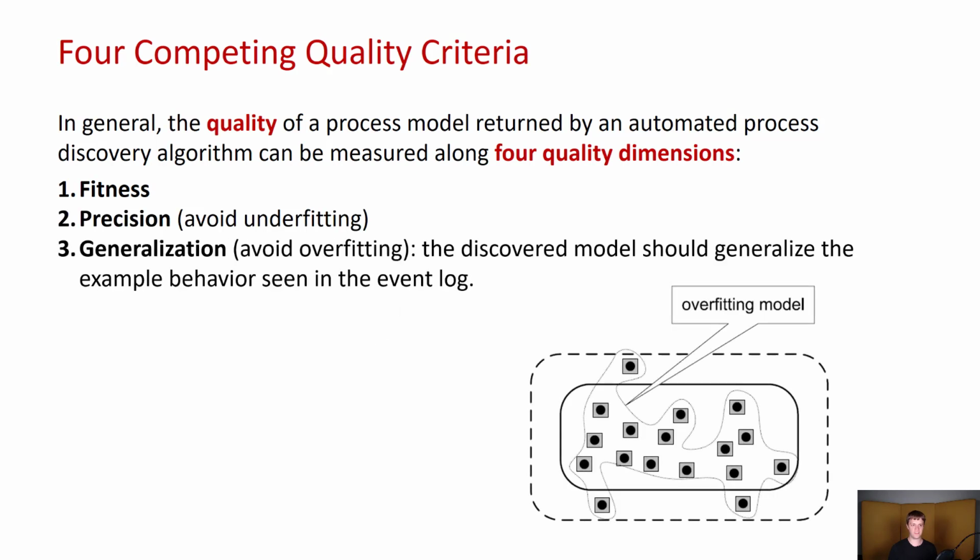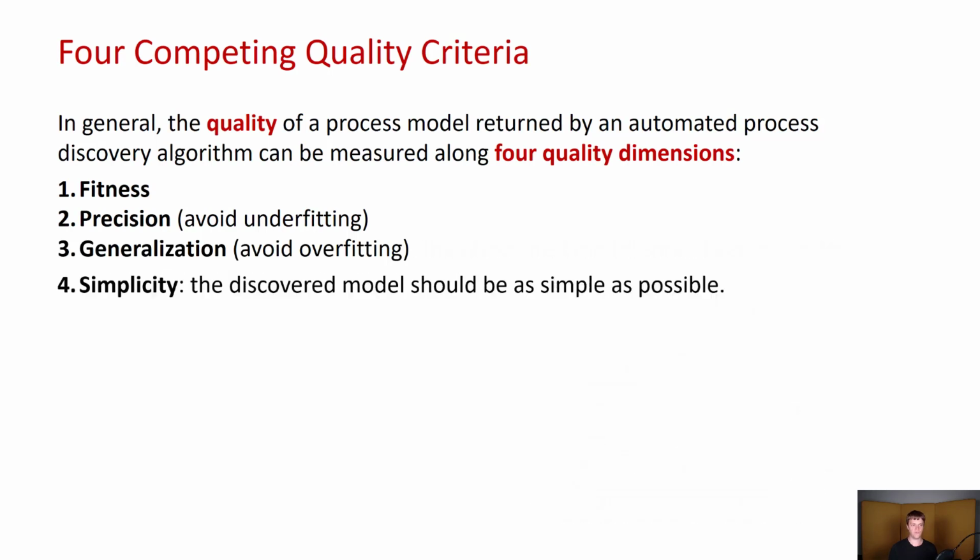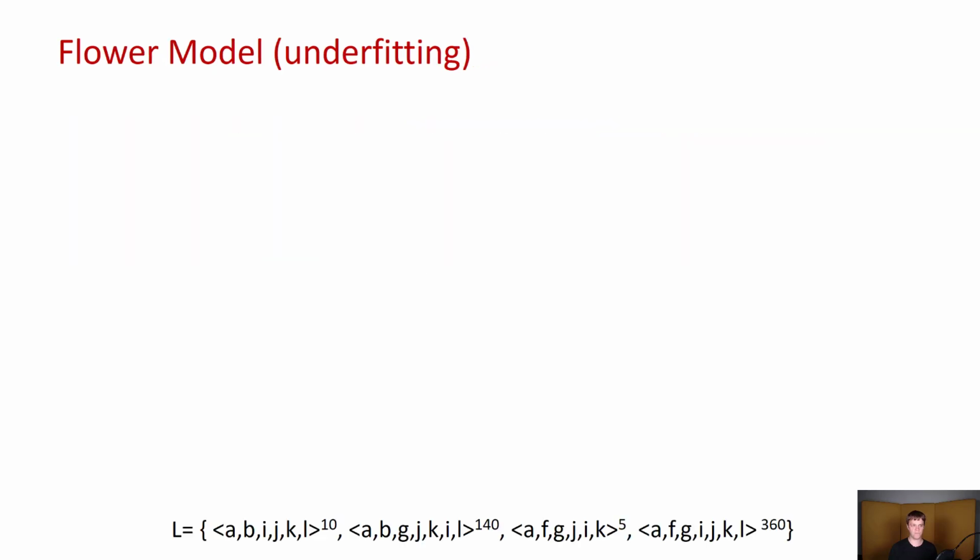3. Generalization. The discovered model should generalize the example behavior seen in the event log, and here we want to avoid overfitting. And 4. Simplicity. The discovered model should be as simple as possible in terms of the structure of the model as well as the size of the model. So let's take some examples of how those competing quality measures can actually be broken.